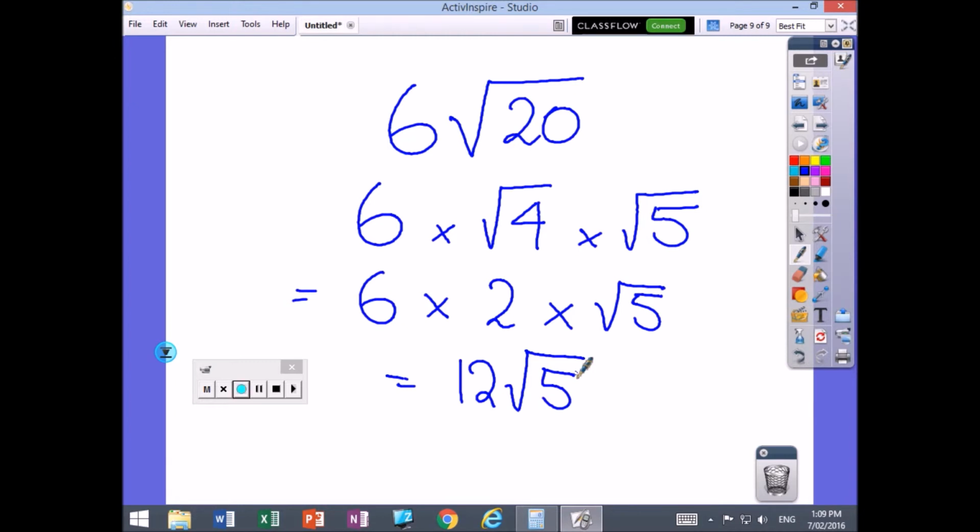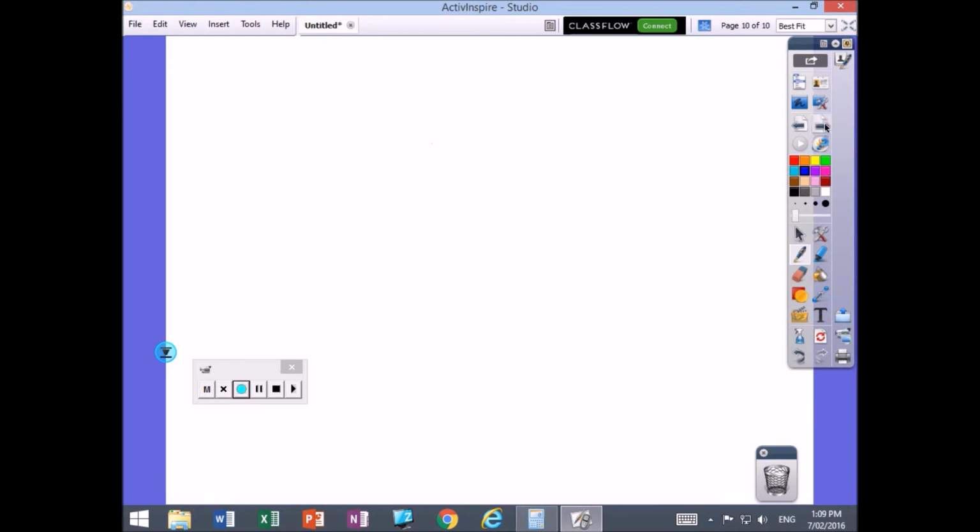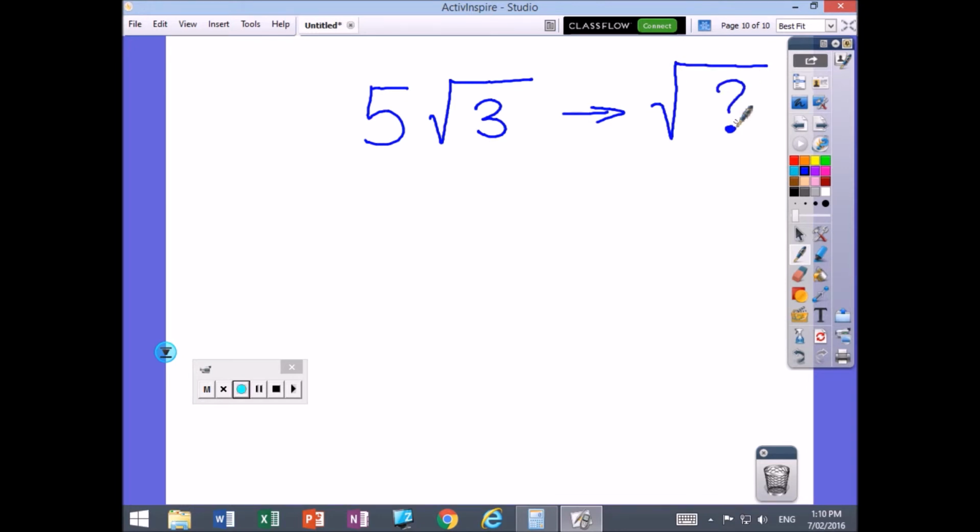Okay. Now, the very last example is, if I can find it, here we go. Now, this is not a simplification. This is turning this back into a surd. So this 5 square root 3 is actually simplified already. I've actually given you the answer.